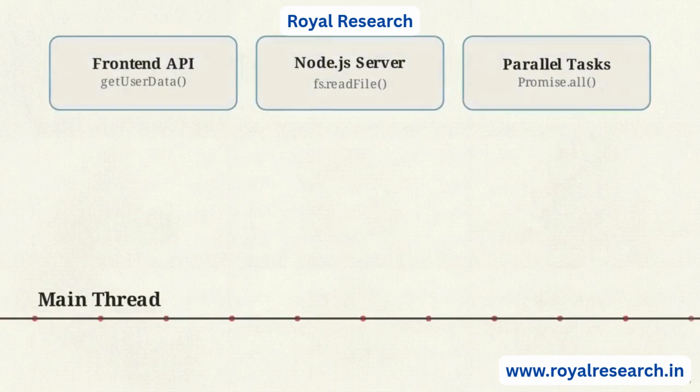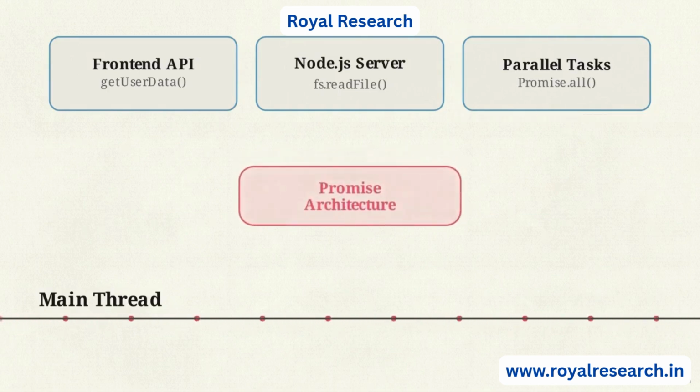These three code modules show where this module is mandatory: gathering front-end data via browser APIs, reading server files on Node, and processing parallel streams. Despite different contexts, all three rely on the underlying promise architecture to prevent the main thread from locking up.